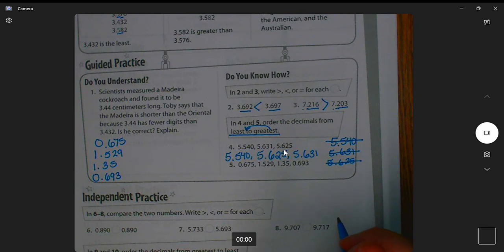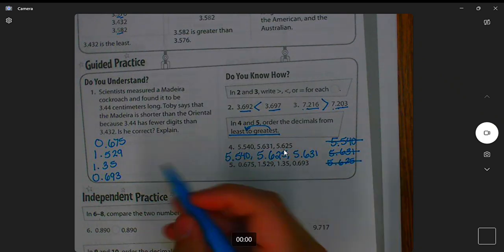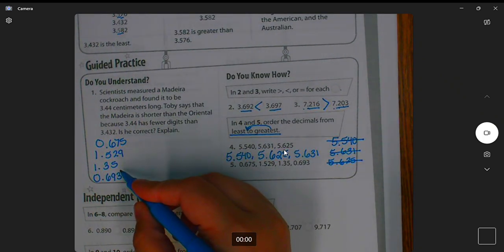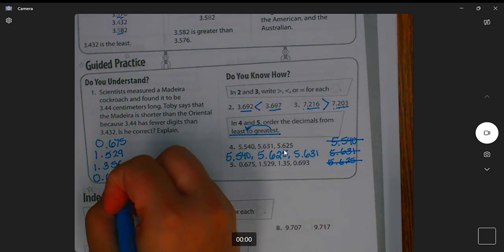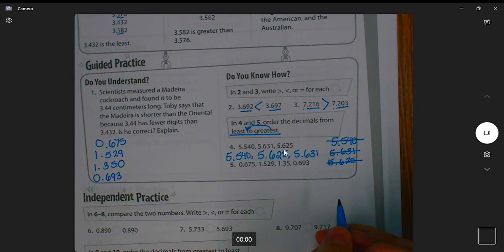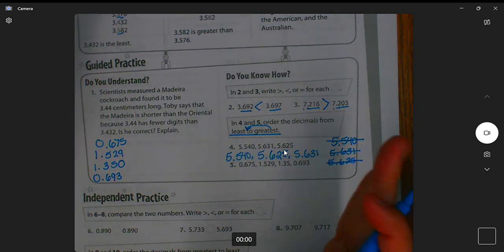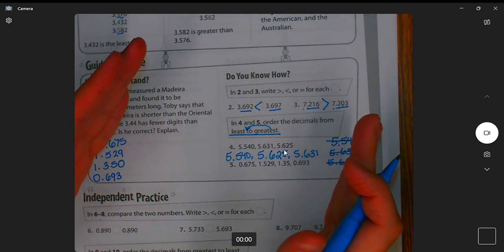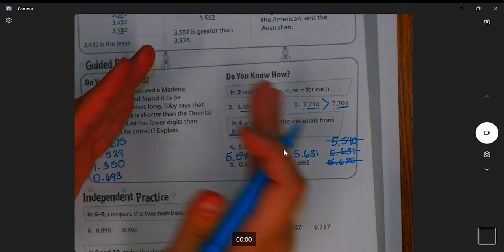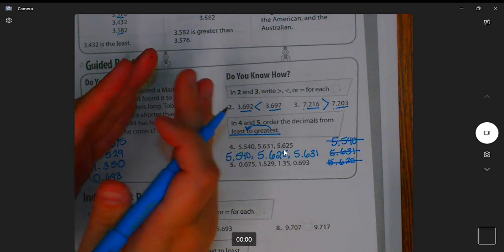I hope you said all of them have 3 places behind the decimal but 1. What do you think I need to do to the one that doesn't have 3 places? Right. Put a placeholder. That way, my brain sees it. Now, let's go from greatest to least. The biggest number to the smallest number.